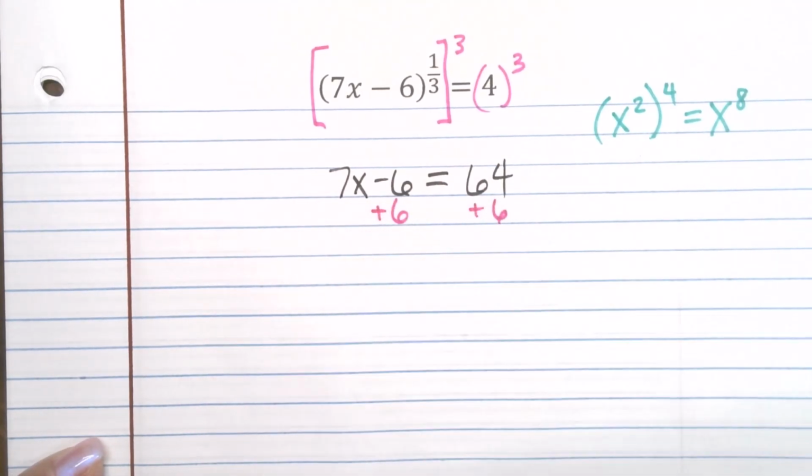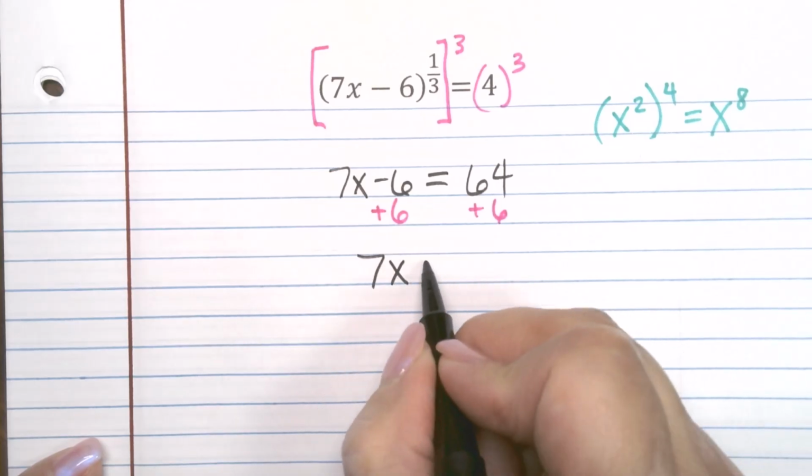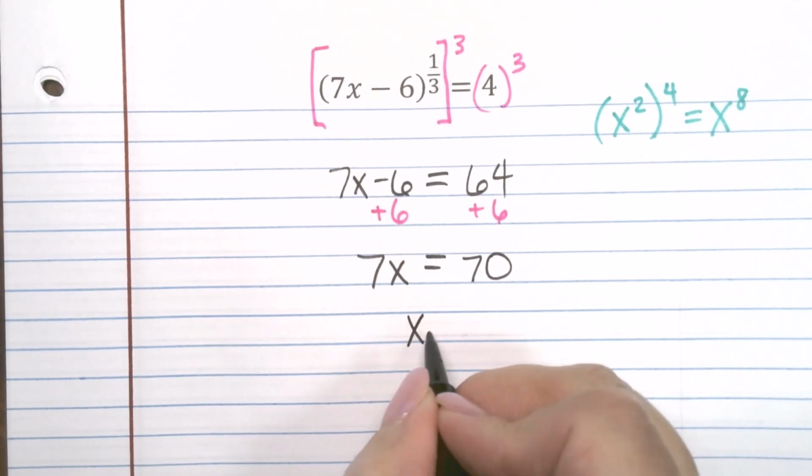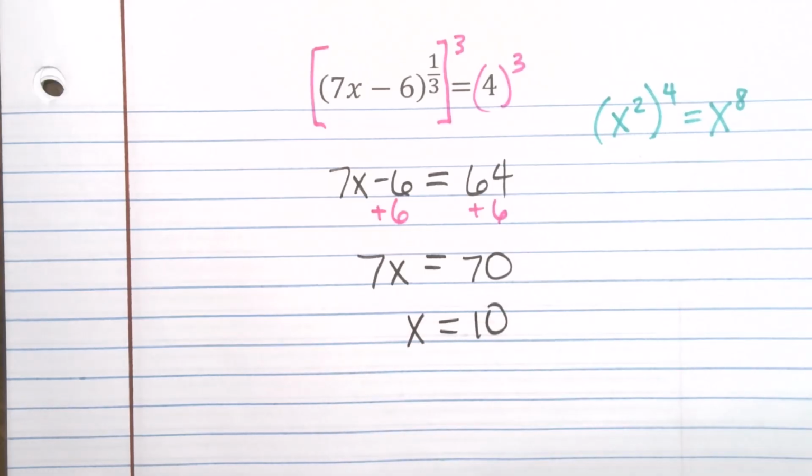Let's add 6 to both sides. We're going to get 7x equals 70. Divide both sides by 7. X equals 10. And that's how you do that.